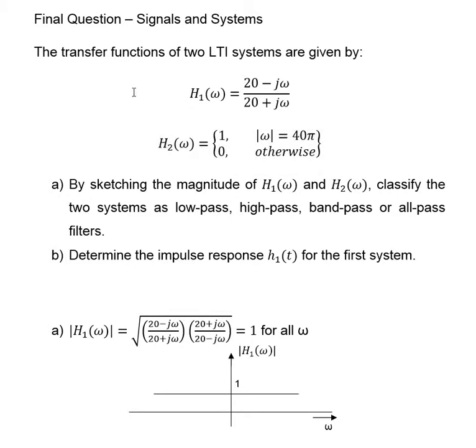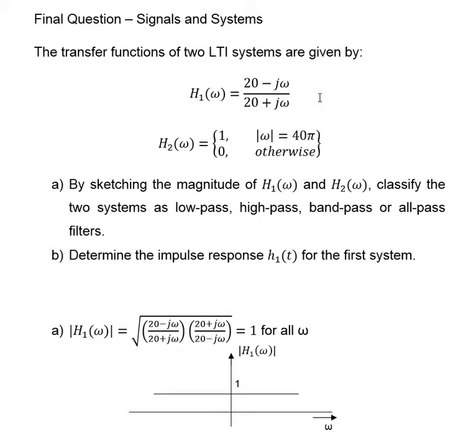I have here two transfer functions of LTI systems described by these equations, and I have to define and classify my two systems as low pass, high pass, band pass, or all pass filters. And I must do this by sketching the magnitude of the frequency response of each system. Then I will determine the impulse response of my first system, and to do so I'm going to need to apply the inverse Fourier transform on my frequency response.